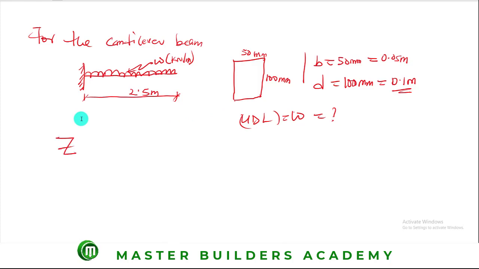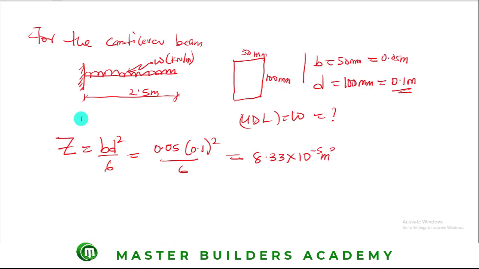The section modulus Z is equal to bd squared over 6, and then this will give us 0.05 multiplied by 0.1 squared all over 6. Then we will have the value as 8.33 multiplied by 10 raised to the power of -5 meter cubed. So we have gotten the section modulus.